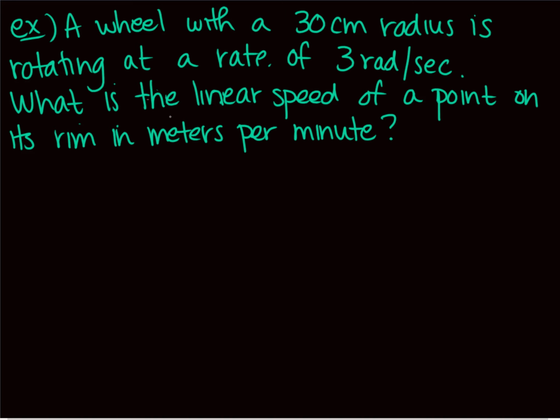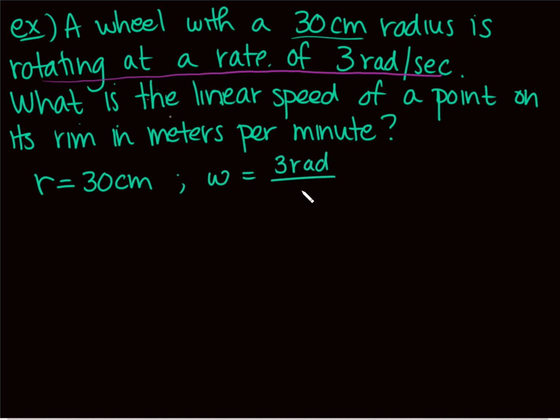So what are some things I know? Let's start writing down some stuff we know. I know that R is 30 centimeters. And let's try and figure out what this means right here. It's rotating at a rate of 3 radians per second. So is that angular speed or is that linear speed? Well, linear speed would be something like 30 centimeters per second, or meters per second, or feet per second, or inches per second. Radians here is a measure of an angle. So this 3 radians per second must be omega. It's 3 radians per second.